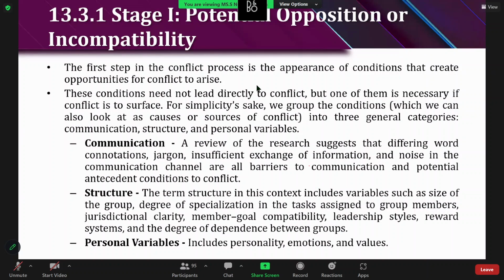And then emotions and values. Sometimes people hold different values, maybe contradictory values. If someone looks for flexibility and someone looks for rigidity, their values are different from one another. Obviously they will not agree with each other's points of view, so there will be a chance for conflict. So these are the three different categories, or contingencies, or sources, or causes for the conflict to arise. Okay. Because of these sources, the first stage, the incompatibility or potential opposition, would arise, and this serves as stage one of the conflict process.